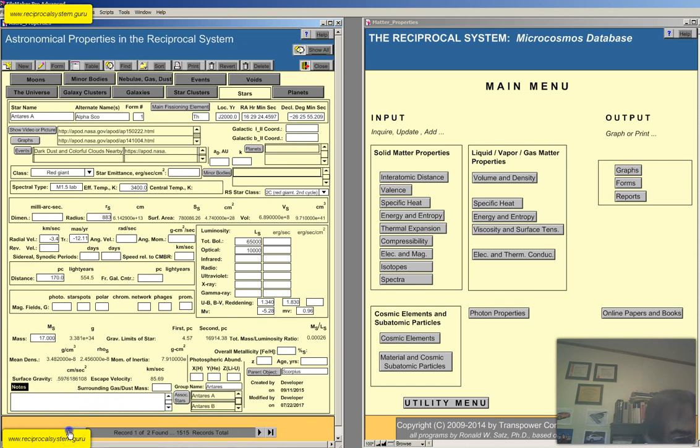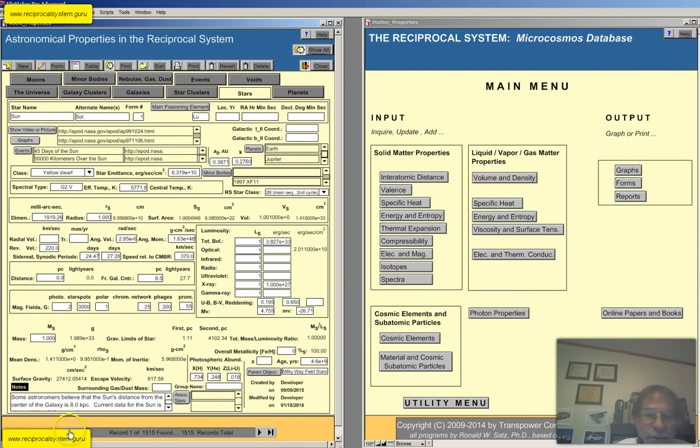I can click this to go back to the first record. Now I've got to show all. And then I've got to go there. Now we get to the sun. Okay, alright, that wraps it up for today. That covers the layout for stars in the Reciprocal System Macrocosmos database.